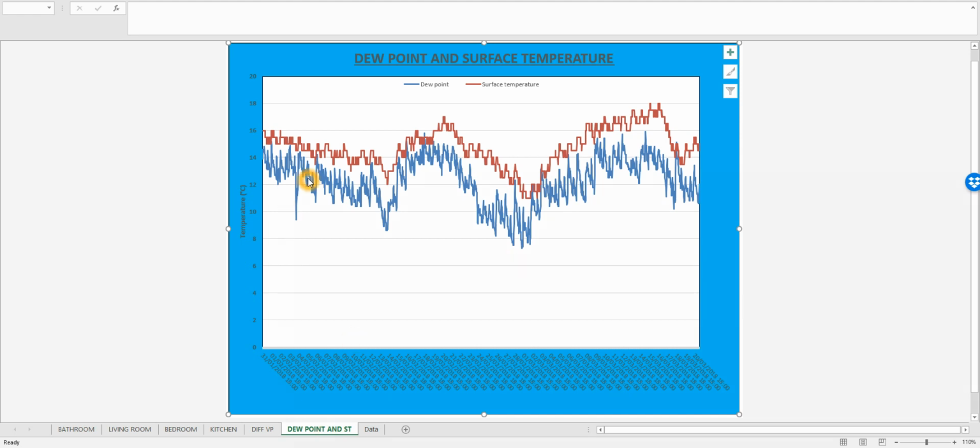So the blue line is the dew point, and the red burgundy line is the surface temperature. So where these meet, condensation occurs. So as you can actually see, there's no exact pattern to where the condensation is occurring.